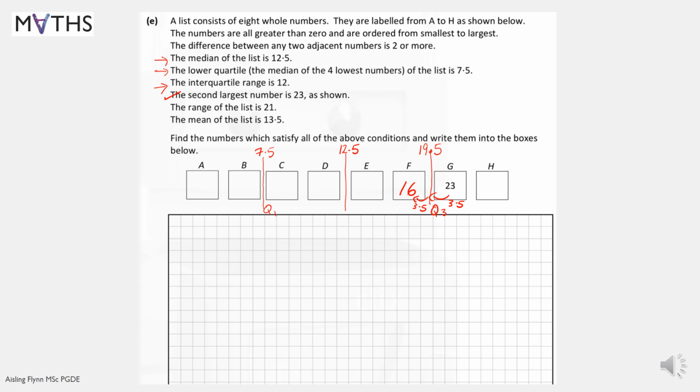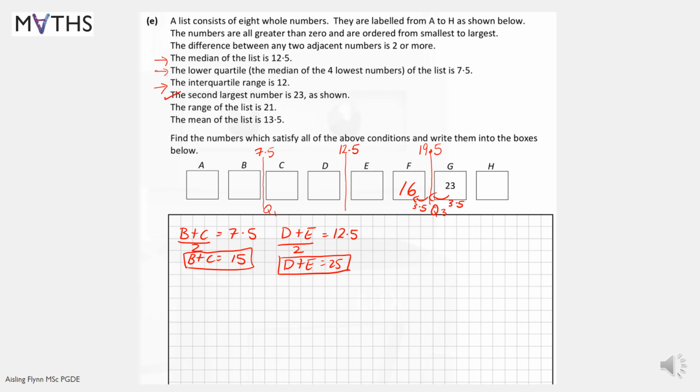Okay, let's look at the 7.5 for the Q1. I can write that B plus C over 2 is 7.5. Similarly, D plus E over 2 is 12.5. And I can multiply by 2 with those. I get B plus C equals 15. Okay. I can do that here as well. I get D plus E equals 25. Alright. What else can I find out?